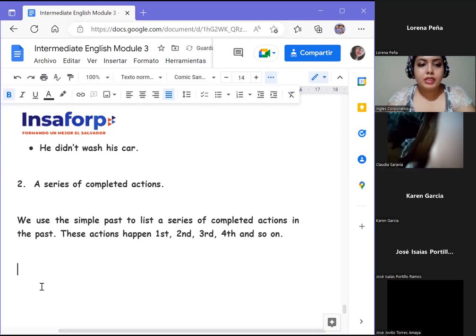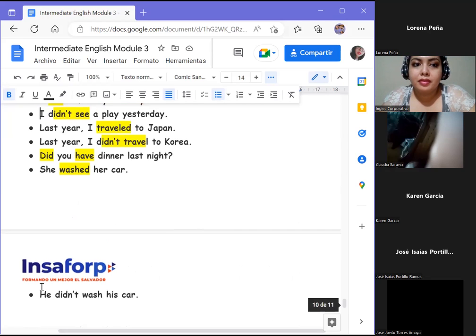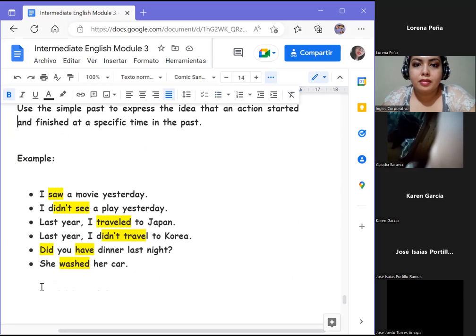I have a question. Tell me. But it's about the first use. In that use, you said that we need a specific time or a specific moment in the past. So, for example, he didn't wash his car is a specific action, but not a specific time. So, I don't understand, because do you need a time expression or is it not necessary?